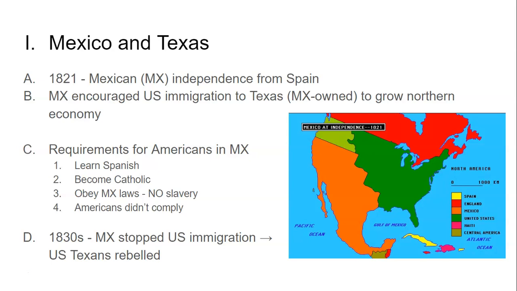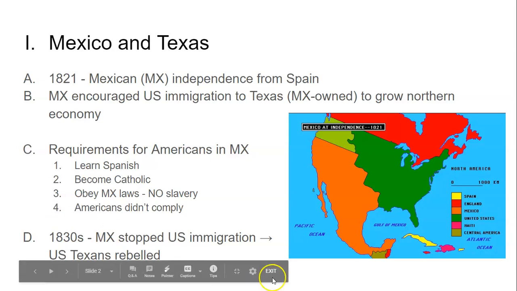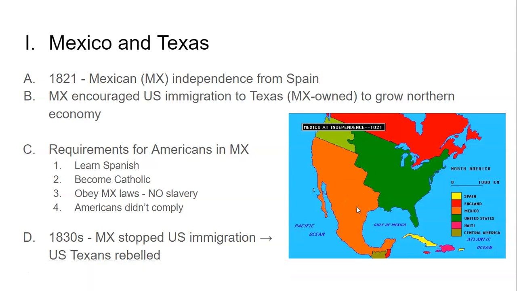So one thing that Mexico did to try to strengthen their economy is they encouraged Americans to move into this area right here, what we would call Texas, to basically stimulate the economy, bring agriculture with them, bring their connections to the American markets with them, and to hopefully eventually help the Mexican economy grow.